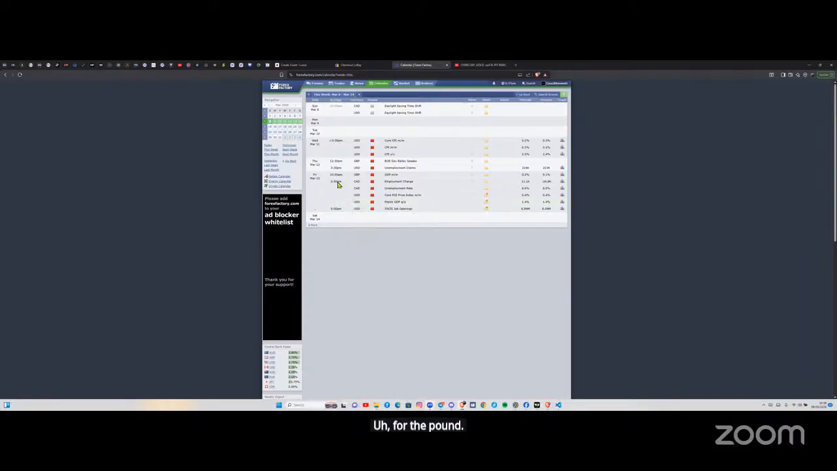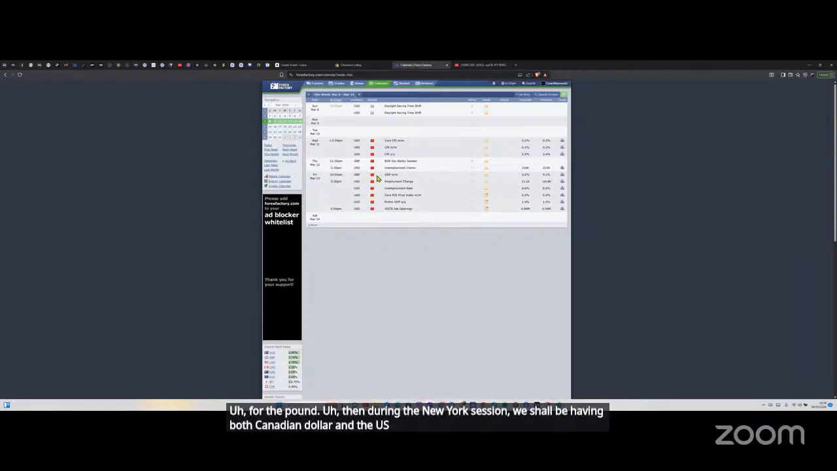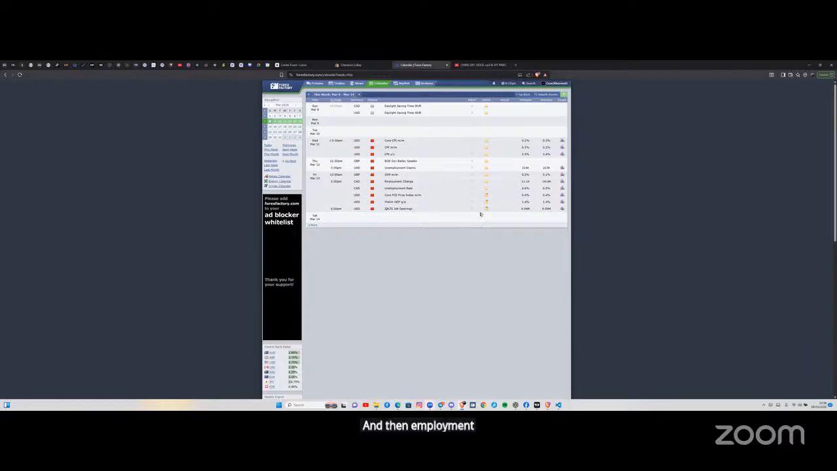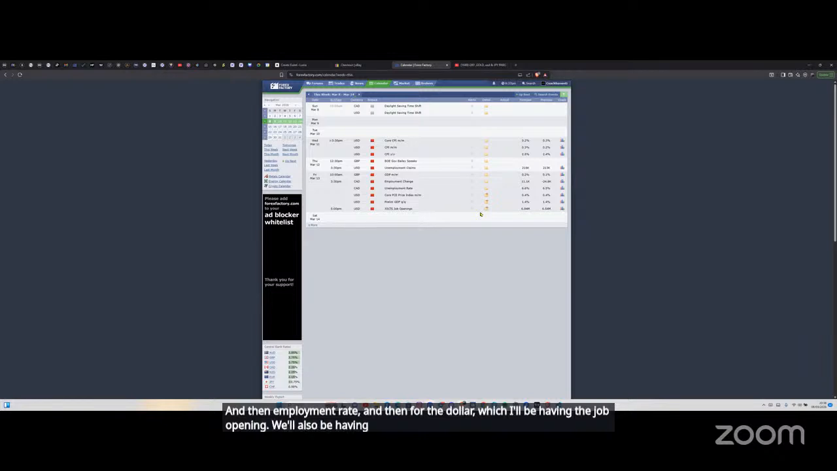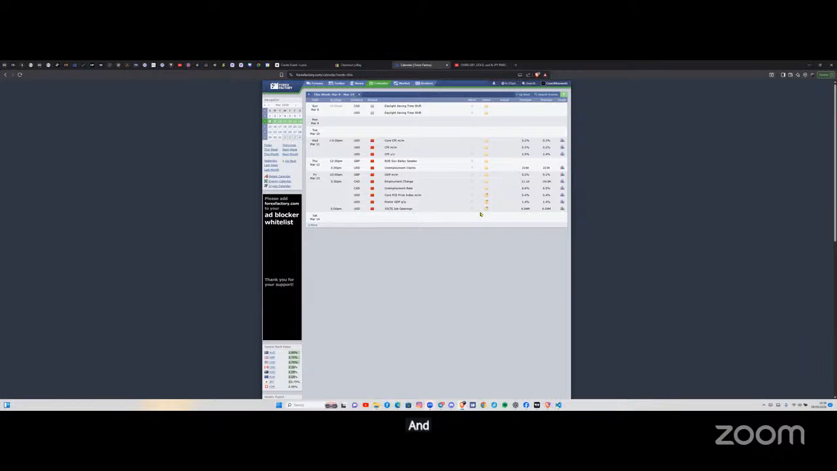Then during the New York session, we shall be having both Canadian dollar and US dollar news. For the Canadian dollar, we shall be having employment change and employment rate. And for the dollar, we shall be having the job openings. We'll also be having the PCE price index and then the prelim GDP. So those are the data that you're going to expect to be released this week.